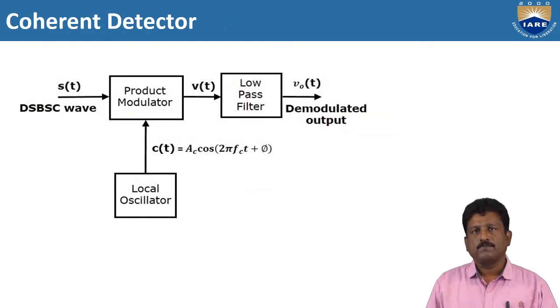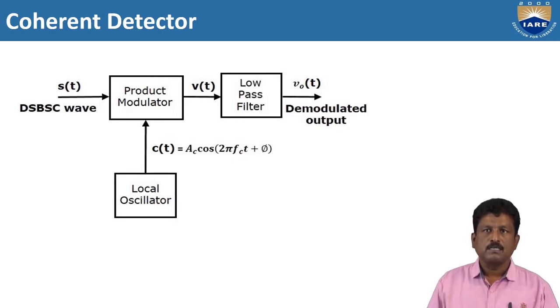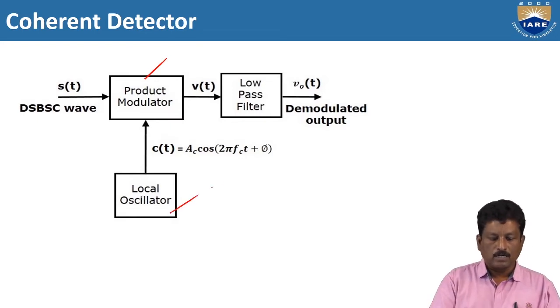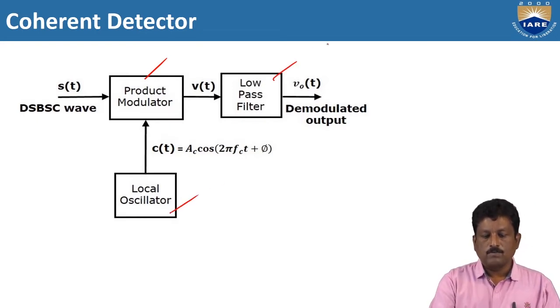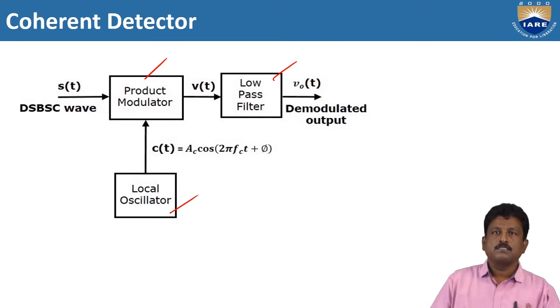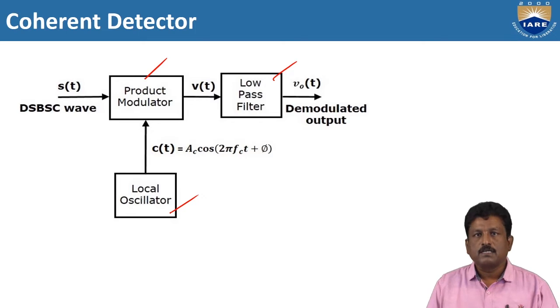This is the diagram of the coherent detector. In this diagram there are three basic elements. One is the product modulator, the second is the local oscillator, and the third is the low pass filter. These three basic building blocks retrieve the original signal m(t) after the low pass filtering operation.